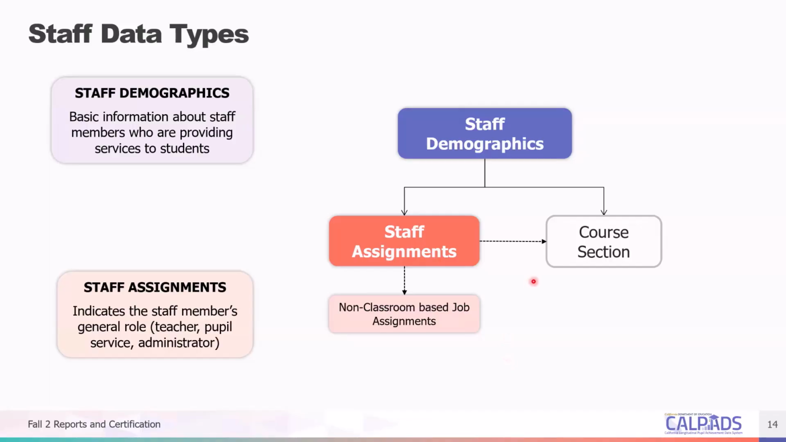Once course data has been reported for a teacher, the student course section record links the students to the class in which they are enrolled. This information is essential for accurately tracking student participation and the educational services that they receive, particularly EL services. As you can see, Fall 2 reporting centers on connecting staff and course data, bringing together teacher assignments, staff demographics, and student course enrollment into one cohesive and comprehensive data source.